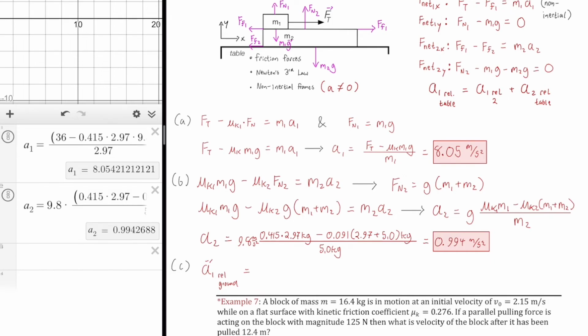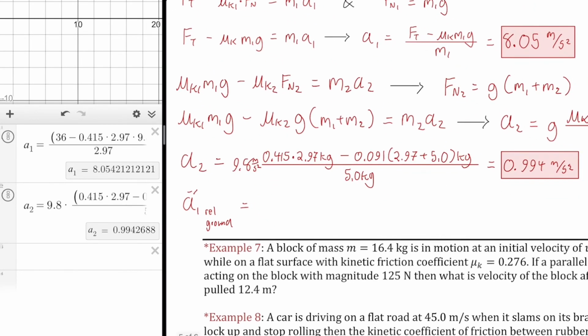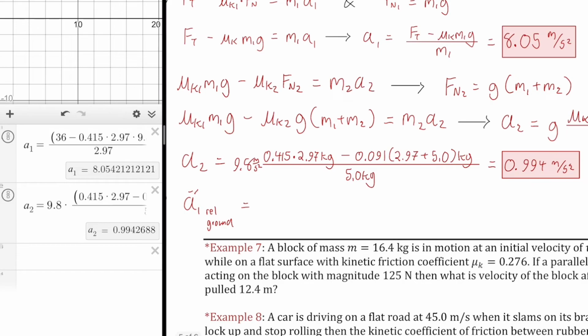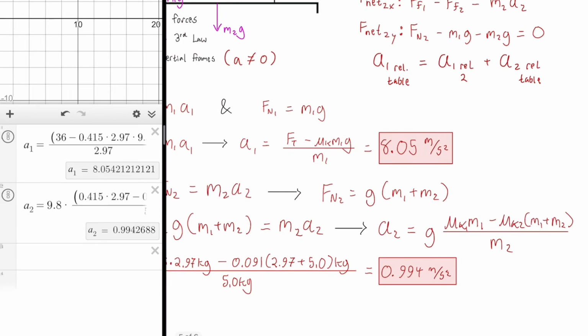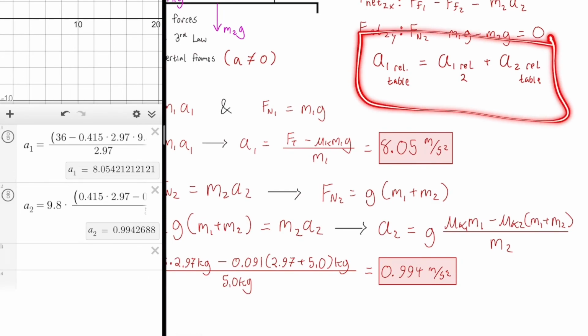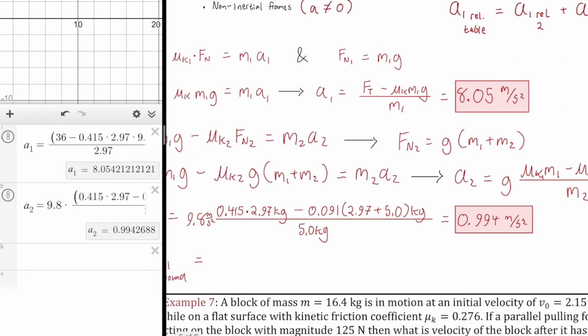Now that we've corrected the values, or just changed them to illustrate what I wanted to, at this point we really can just plug in the numbers. We know that the acceleration of block 1 relative to block 2, referring to this equation right up here, is just 8.05. That's this one. And the other one, the acceleration of block 2 relative to the table, is exactly 0.994.